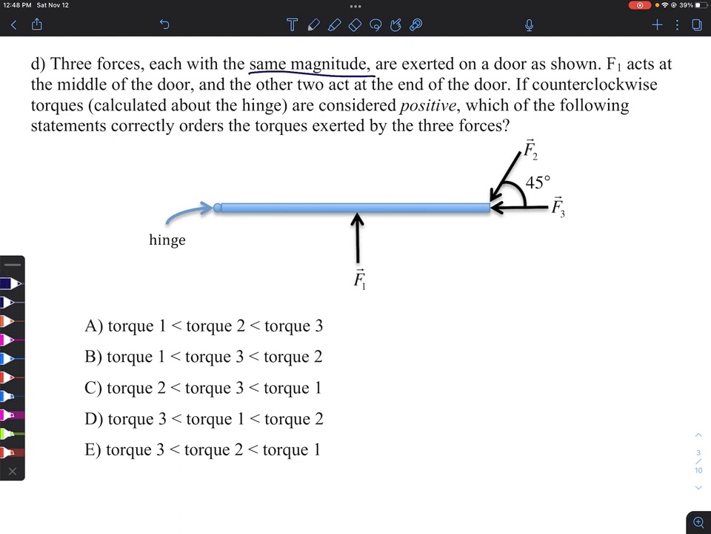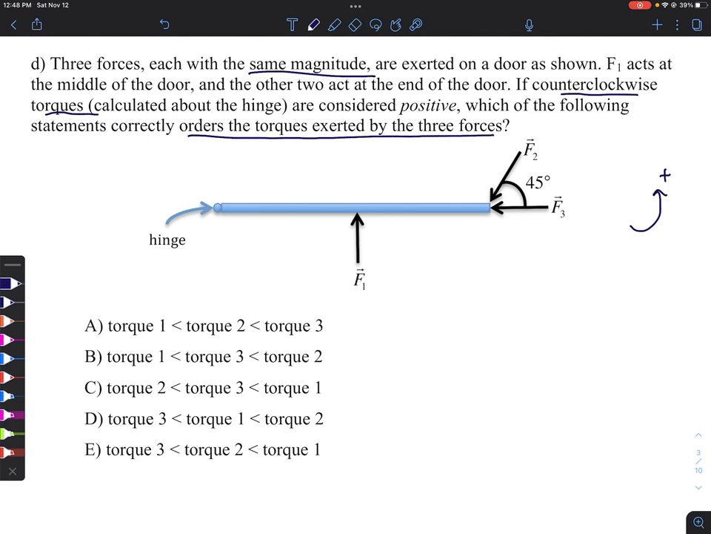F1 acts at the middle of the door, right here, and the other two act at the end of the door. If the counterclockwise torques, this way, are positive, which of the following statements correctly orders the torques exerted by the three forces?